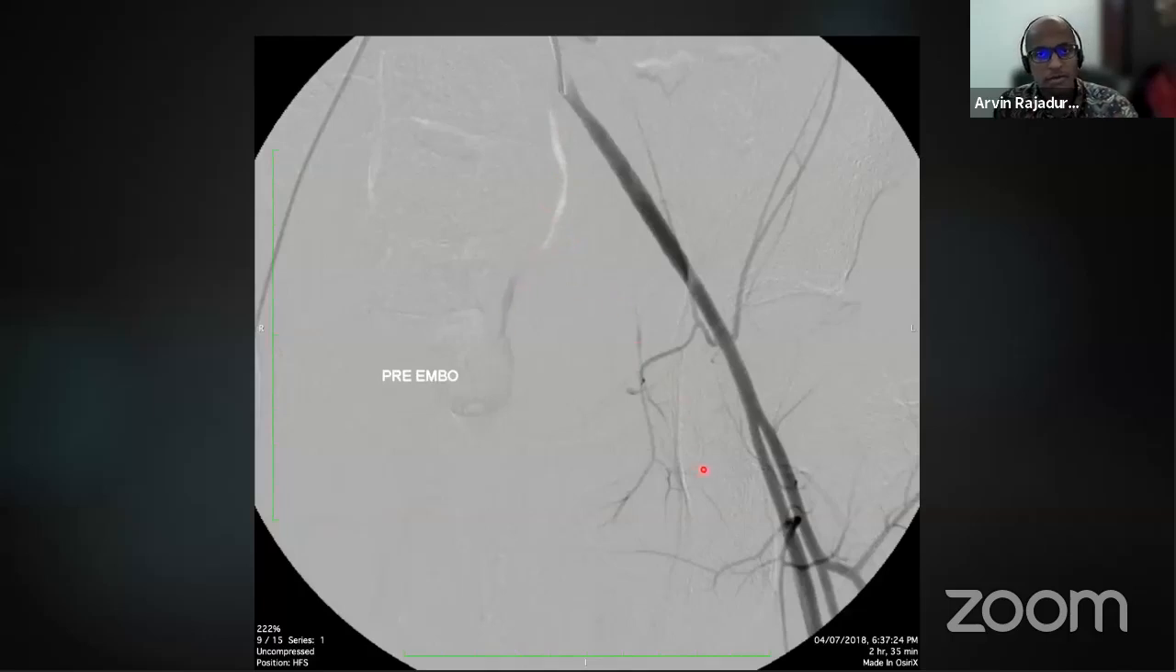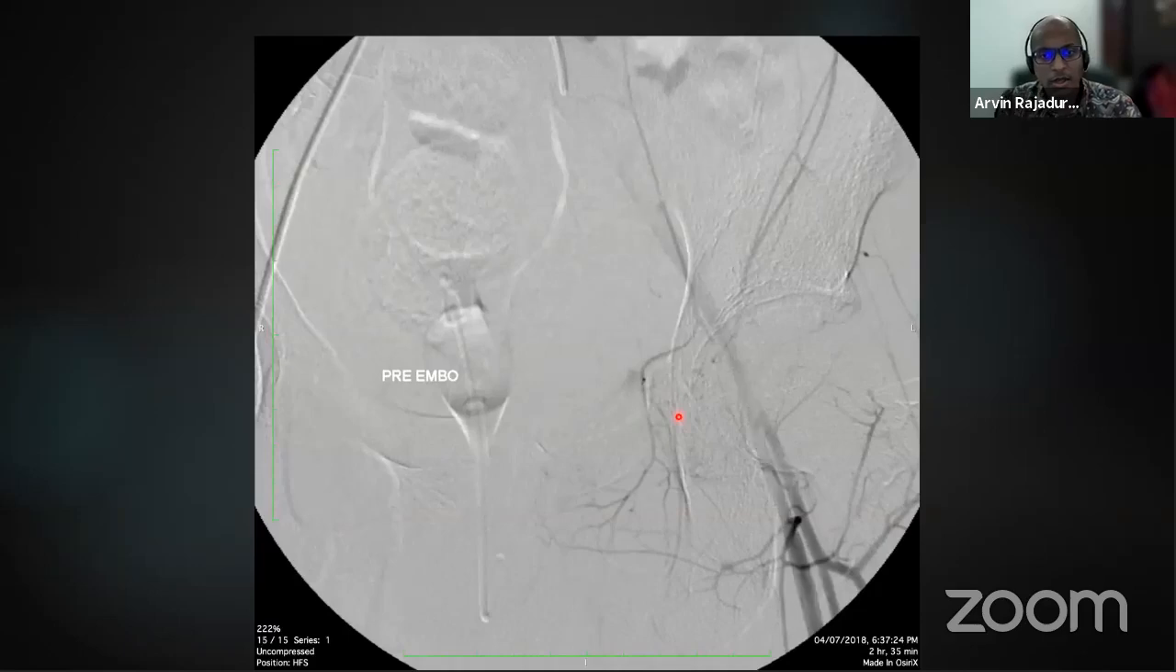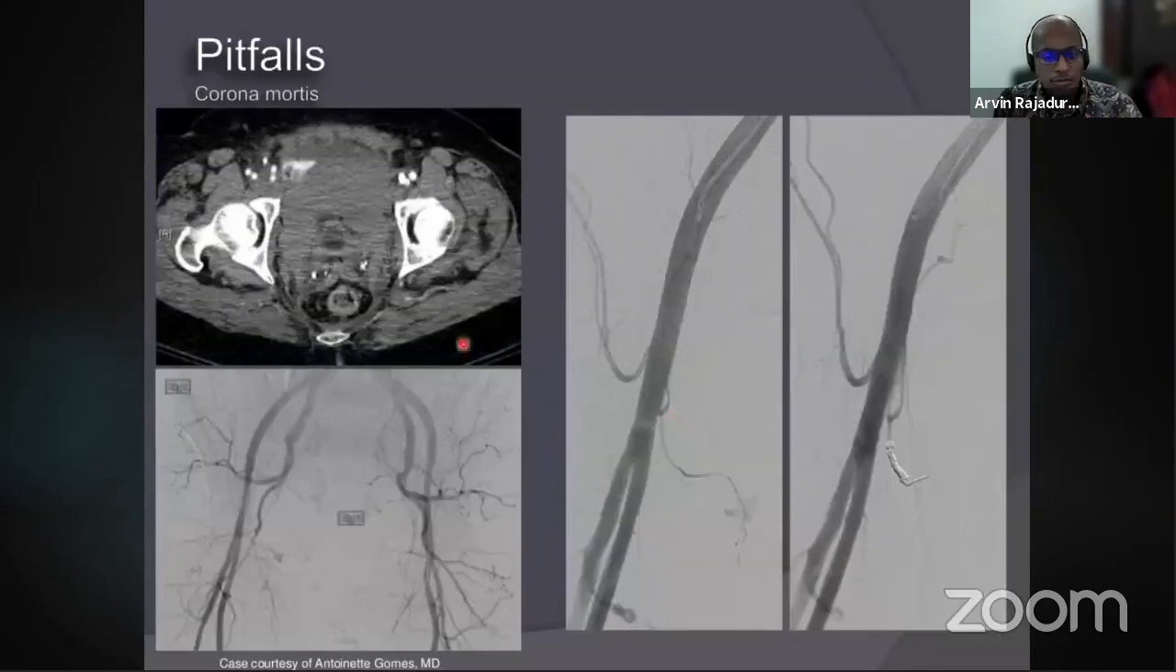So you don't have to worry about that. And this is something that you have to pick up. That's why we always ask you to check the external iliac artery to make sure that you're not missing such a situation. So this is what a corona mortis looks like. You go in and you embolize it.